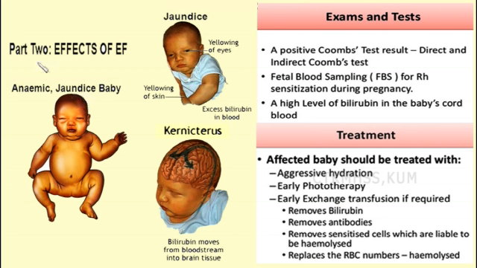Now, we will see the effects of erythroblastosis foetalis. As a result, an anemic jaundiced baby, so yellowing of the body and an anemic condition because RBCs are destroyed, or otherwise yellowing of eyes, yellowing of skin and excess bilirubin in blood. Bilirubin is the pigment from the liver.